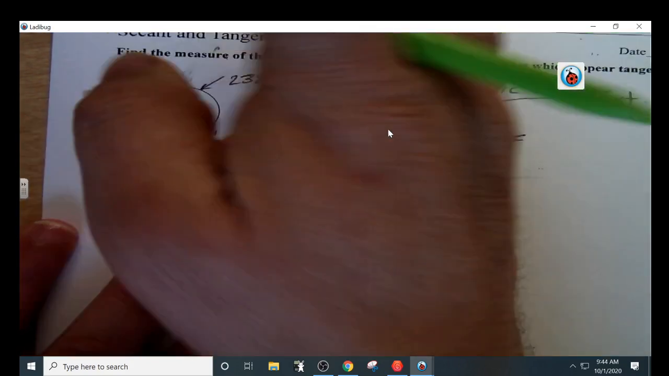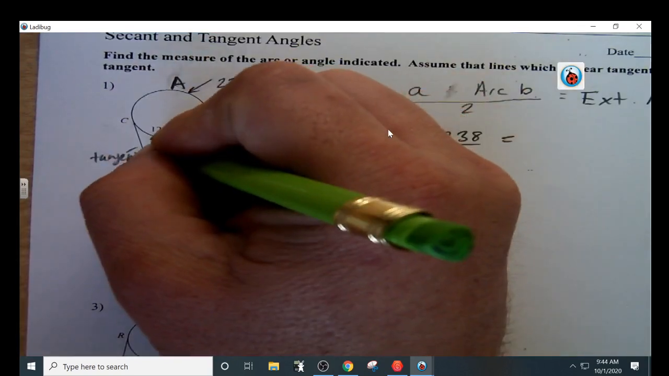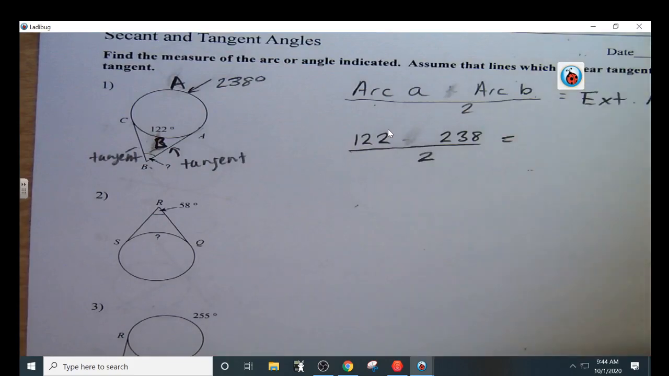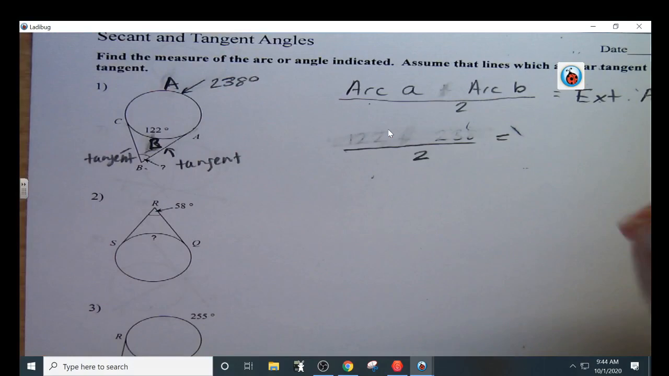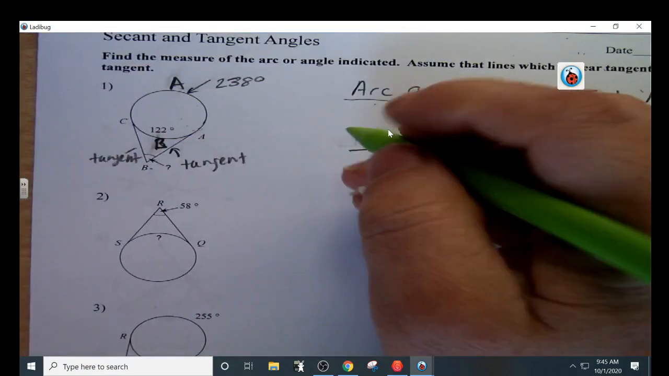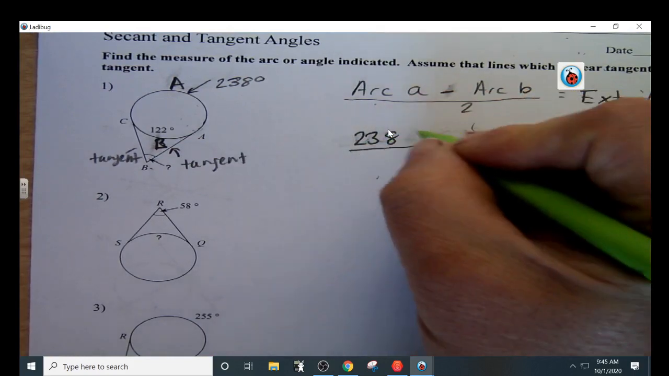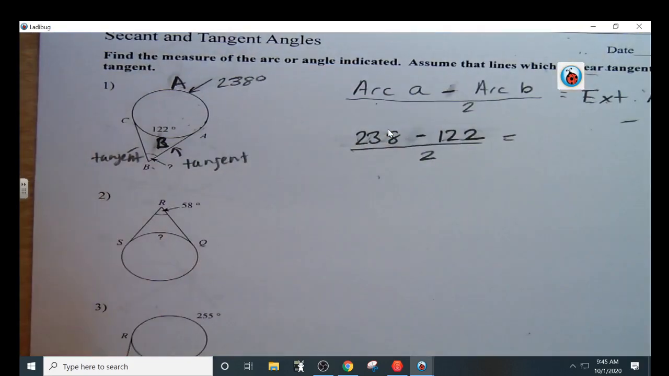All right, we're going to have to let A be the big one and let B be the small one. That was my fault. Adding them together is for interior angles. So arc A minus arc B. Arc A is 238 minus 122. All right, now 238 minus 122 divided by 2 is 58 degrees.